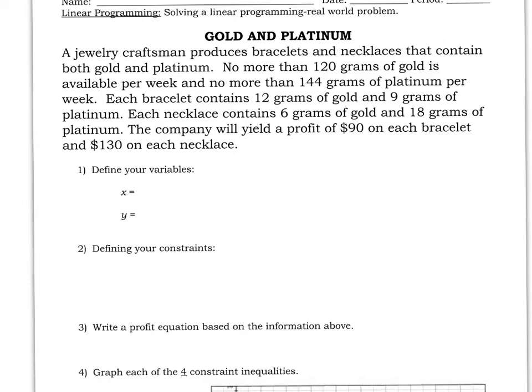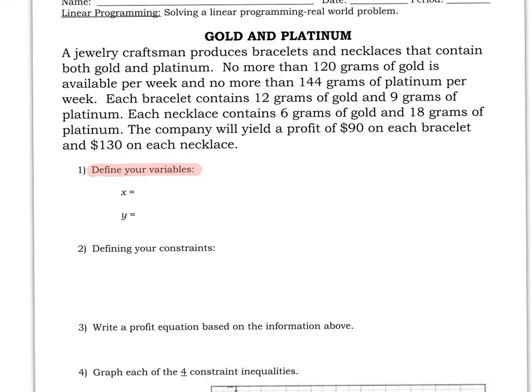So we have a craftsman producing bracelets and necklets that contain gold and platinum. The first thing we need to think about is defining our variables. The problem prompts you for that because it's a little confusing. You might be thinking that the platinum and the gold are the X and the Y, that those are your variables, but they're not. Once we get into the problem, you'll be able to see that. The other clue is that we're producing bracelets and necklaces, so the variable is going to be how many of those we are producing.